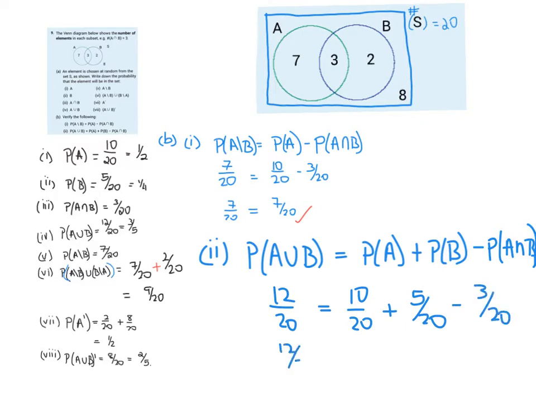So 12 over 20, well, that is equal to 10 plus 5 is 15, minus 3, which is 12 over 20, and that is true, so we have verified that. Okay, so that's question 9.